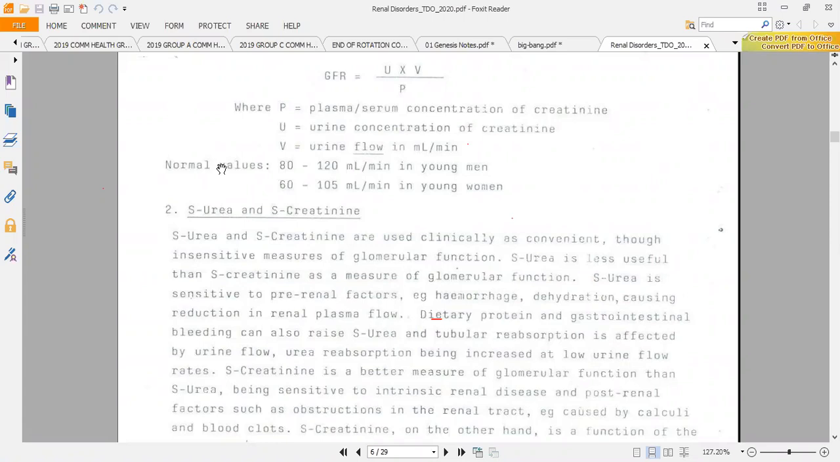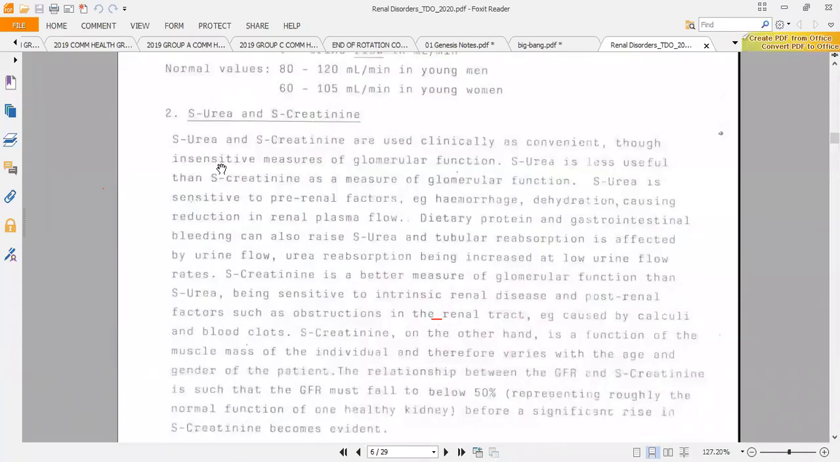Now, urea and creatinine are excreted by the kidneys. So if you also have kidney problems, renal failure, whether acute renal failure or chronic renal failure, you realize that your urea levels will increase as well as your creatinine levels, because now the kidneys cannot excrete it. Okay, good. So that's the point over here.